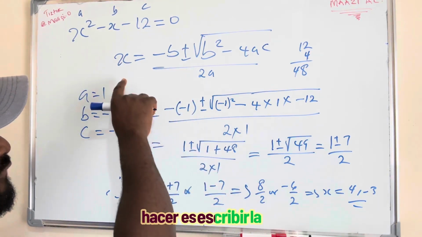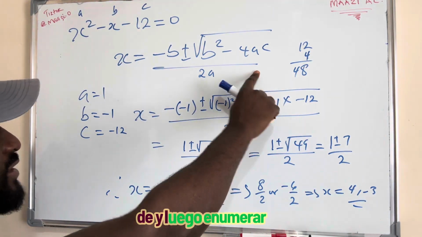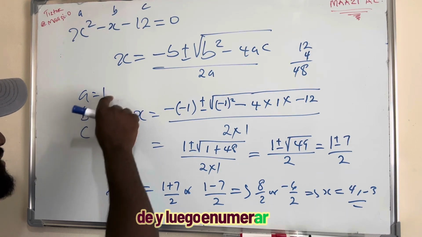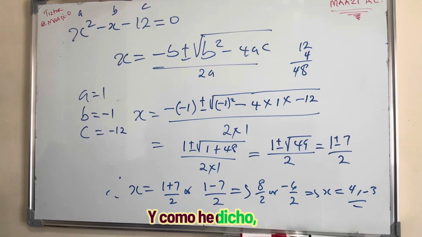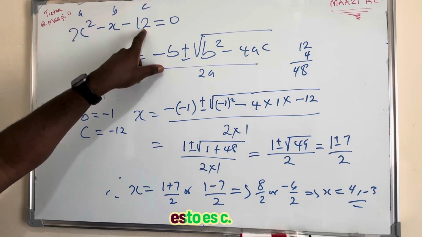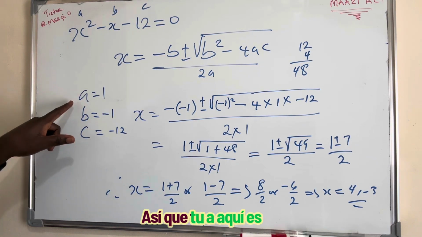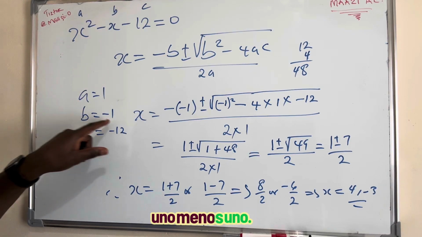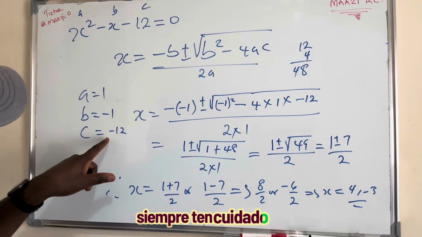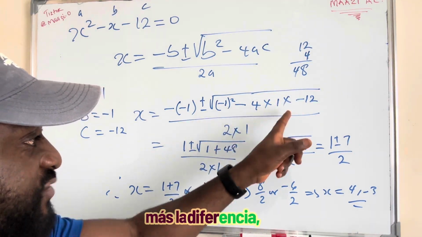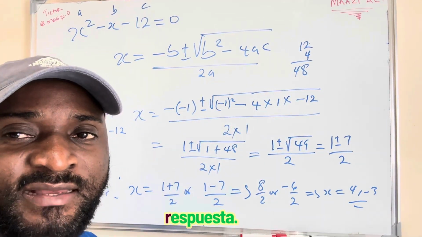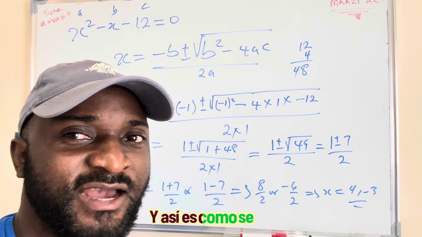Like I said, always be careful. First thing you do, write out the general formula, and then list out the values of a, b, and c. Your a here is 1, b is minus 1. When you're multiplying out, always be careful with the minus signs, because if you have minus and you put plus, it will definitely affect your answer. And that is how you do it.